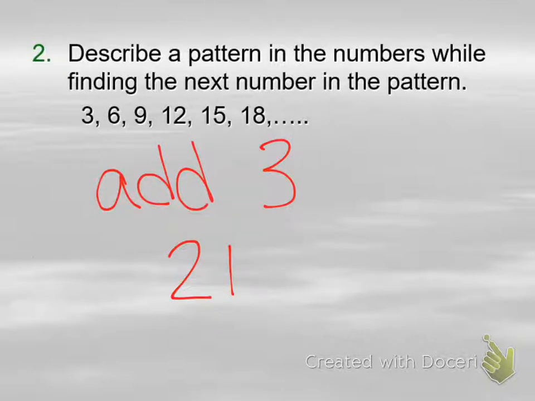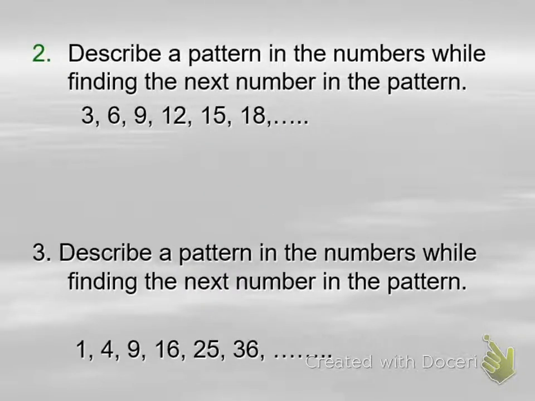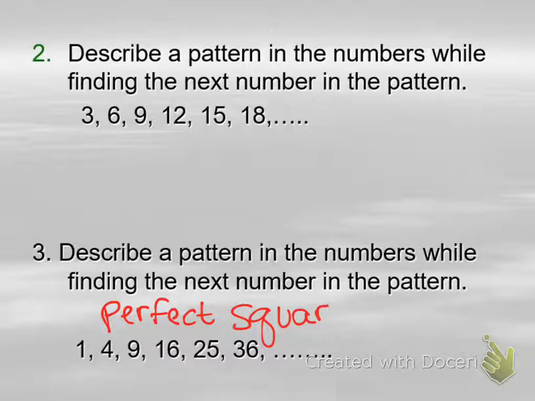21. Okay, so we recognize that these are the perfect square numbers. Numbers, not hashtags. What would the next perfect square number be? 49. 7 times 7 is 49.